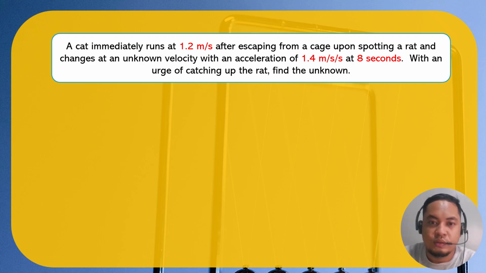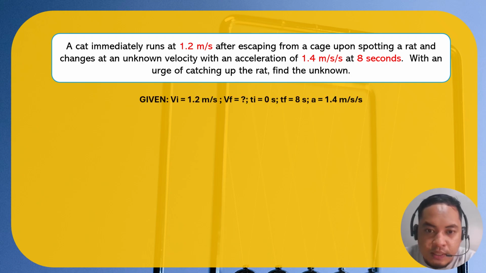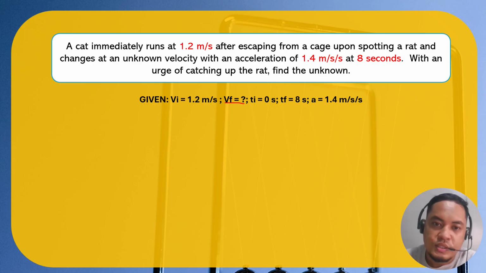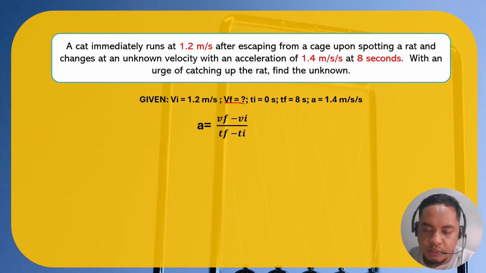Let's find the unknown, which is the final velocity. We do not know final velocity in this problem. We need to calculate it. So our initial time is 0, 8 is our final time. We have acceleration 1.4, and then we have 1.2 as the initial velocity. That's very important for us to calculate this problem. So we have the formula.